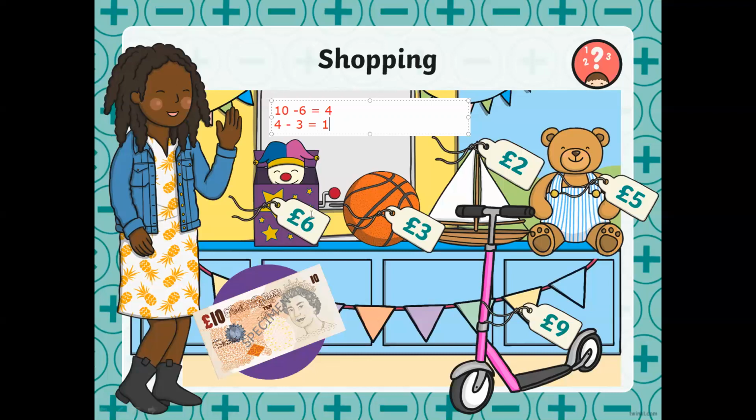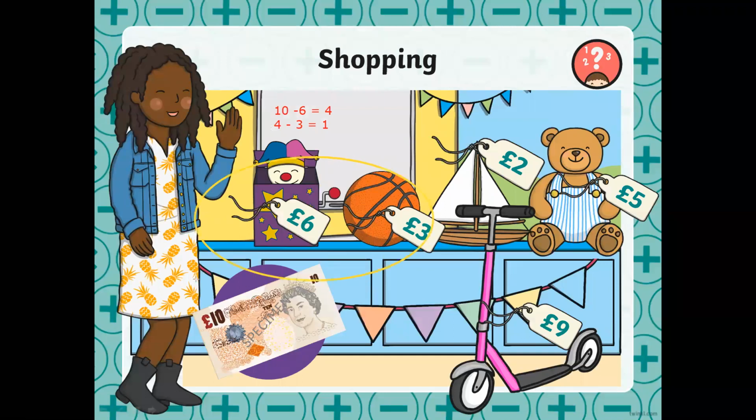Is there anything more I can buy with $1? There is nothing here for $1. So the $10 buys this toy and this ball. Let's surround them with a circle. So this is the first thing we can buy: this toy and this ball.